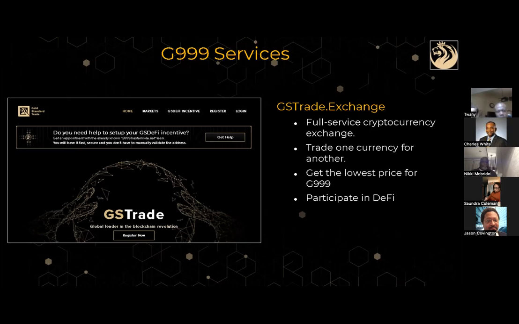There are alternates for it. If you don't want to get a GSTrade exchange account, that's okay. We have other ways to get G999 in GS Partners, and we'll probably talk about that in a few minutes. But also GSTrade Exchange is where you can set up your participation in the DeFi pool. It's the only place where you can do it. So it's very important. And in fact, the GSTrade Exchange was the very first website that we had when GS Partners went live. So we all, people who have been here for a while, we all know this is the starting point.